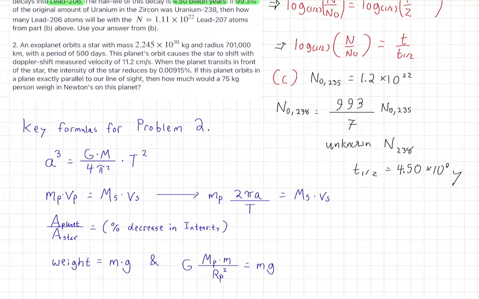Okay, so an exoplanet orbits a star with a known mass. So this is your mass of the star. That's how you discover exoplanets: you know something about their star.